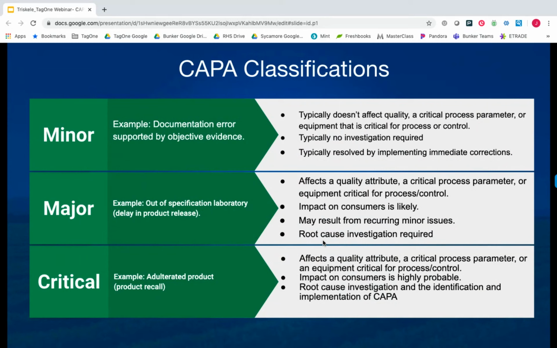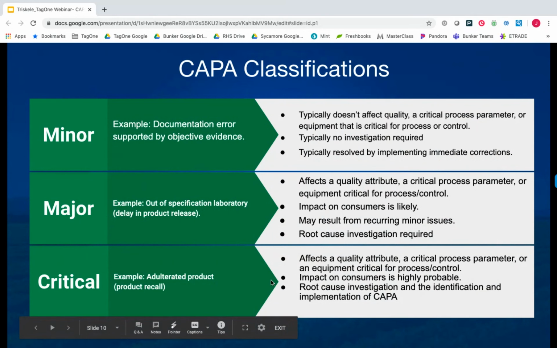Critical investigations are ones in which you're going to see potential product recalls, products out in the market. You have adulterated product that you're dealing with. So critical investigations are pretty extensive. Sterility failure investigations are a biggie if you're coming from the aseptic processing world. You definitely need to have a root cause investigation, and you will be implementing some sort of corrective action and probably preventive action in those cases.